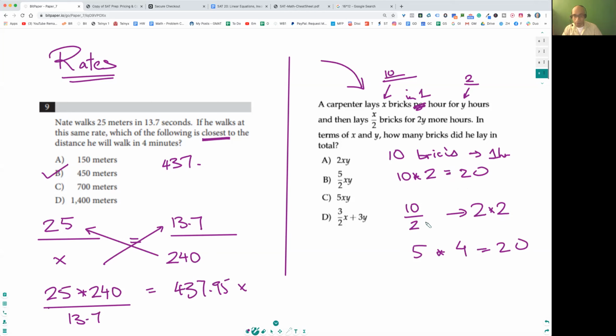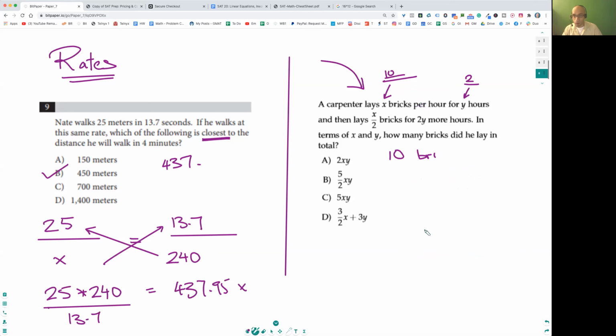I know this is a hard problem, so don't worry about it. And now the same idea you're going to use for the variables, right? So what did you do first? You did x times y, right? So you're going to write down x times y. That's your first thing. X hours for 1 hour, for y hours. That's 10 bricks per hour for 2 hours, right?